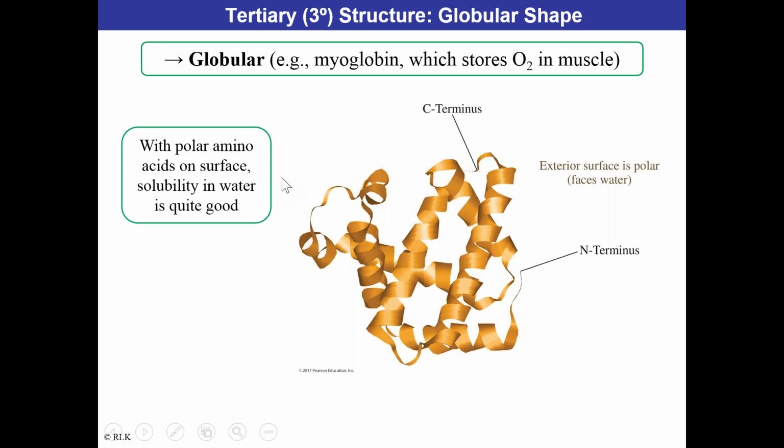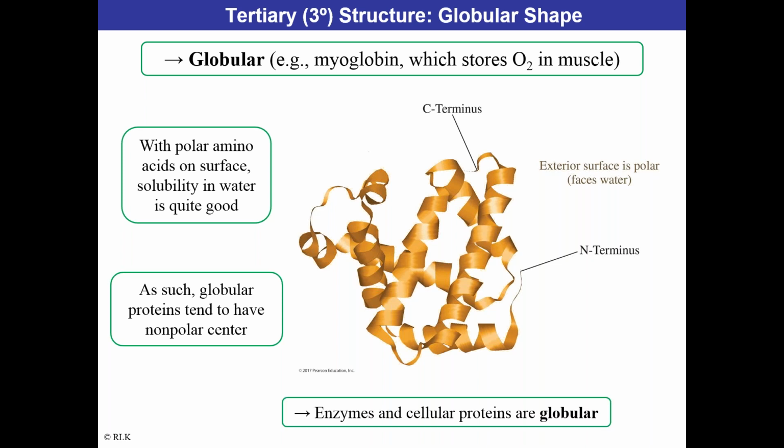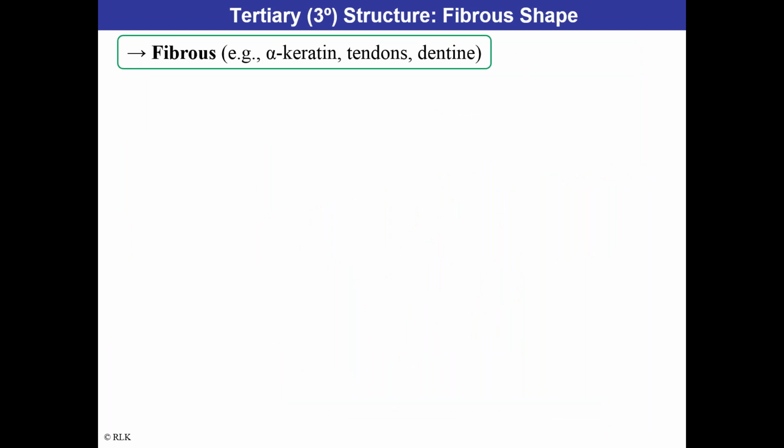So again, with the polar amino acids on the surface, solubility in water is going to be quite good. Okay, you know that this is going to be quite polar and therefore soluble in, for instance, our blood, right? As such, globular proteins tend to have a non-polar center. Why? Because the polar region is facing that which is going to give rise to solubility. So enzymes and cellular proteins are definitely globular. We'll get back into this in just a minute. Let's talk about fibrous shape, okay?